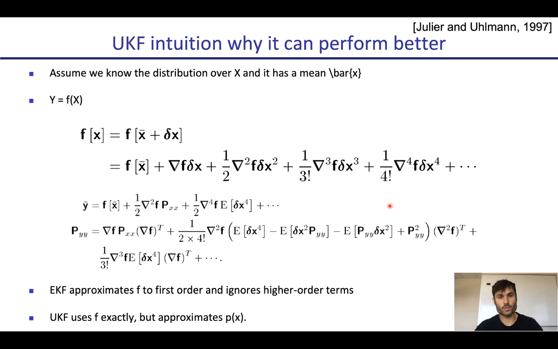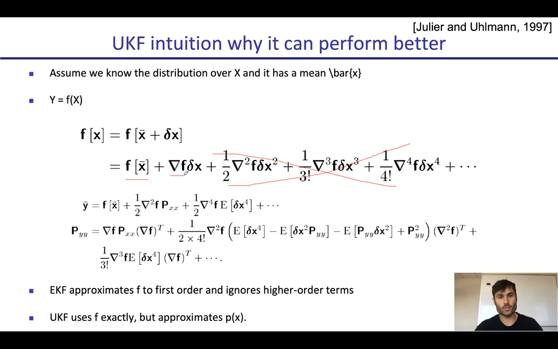And why the UKF works better than just doing extended Kalman filtering. The reason is that when we do extended Kalman filtering, what we're doing essentially is just removing all these terms on the tail, all the higher order terms of f, and we just keep the value of the function at the mean and the Jacobian.